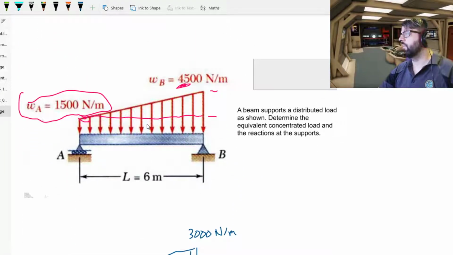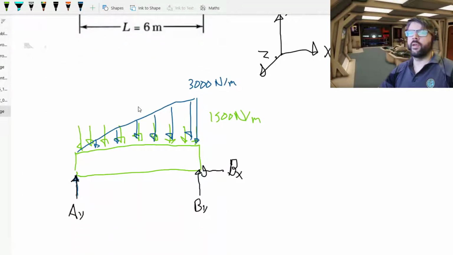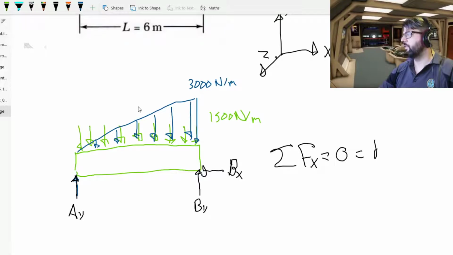Oh yeah, I forgot to define my coordinate system. So let's go ahead and do that. X, Y, and Z. First things first, the sum of the forces in X equals 0, which is equal to Bx. Let's cross that out.